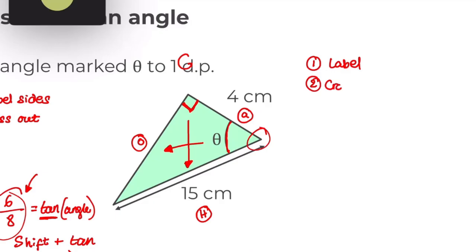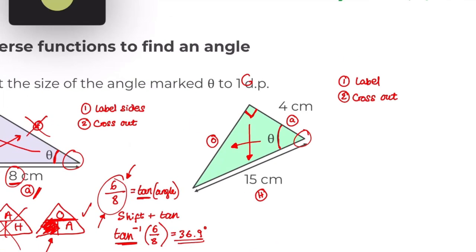Step two is going to be cross out. Okay, so we're going to cross out the letter that we don't need. So we need A because that's 4, that's giving us a number. We need H because that's giving us 15, that's giving us a number. We don't need O because that's not telling us anything. It's totally irrelevant to the question.